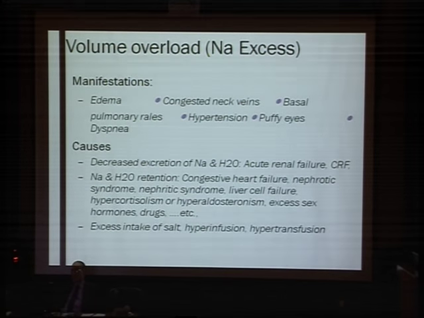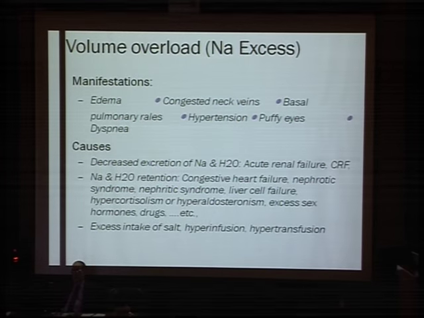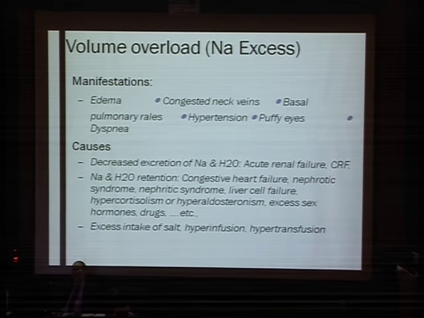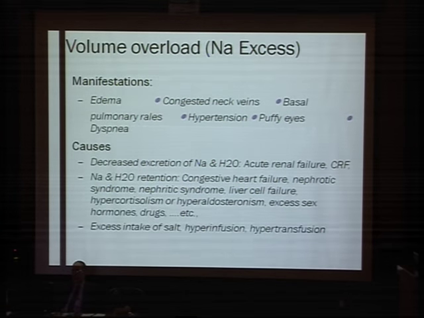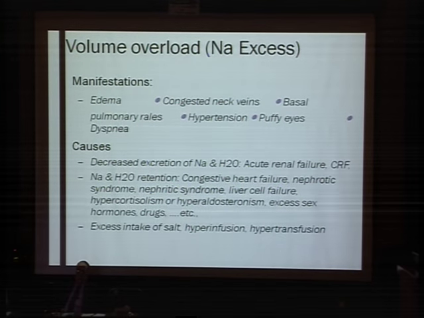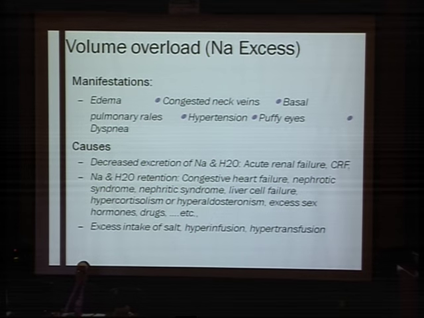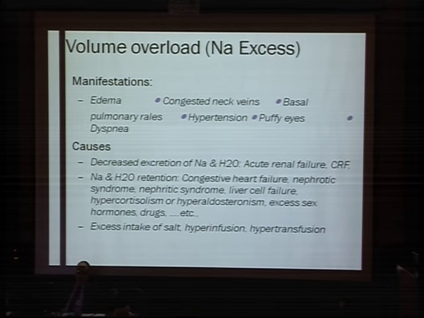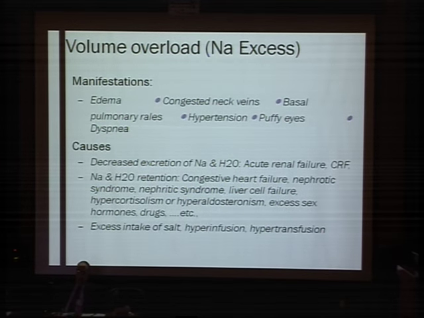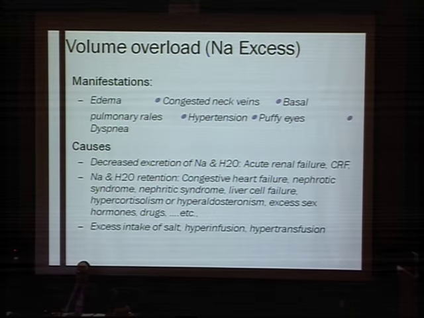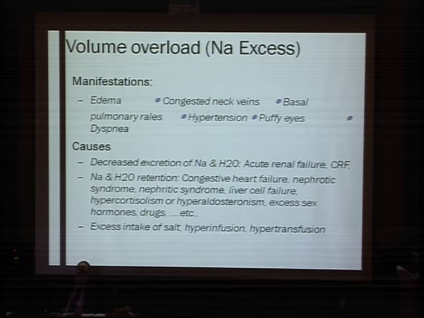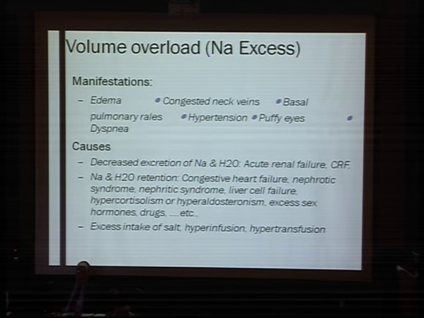And there are many causes, and if you can notice, the causes are related to sodium and accompanying water. So hypervolemia is a sodium problem. So whenever you consume a lot of sodium, if the kidney is not able to excrete this load, you will have mainly hypervolemia, not hypernatremia, as you might think. So you might not be able to excrete the load, or in very frequent cases you might consume excess intake of salt.